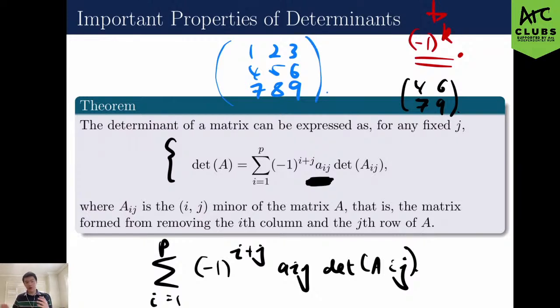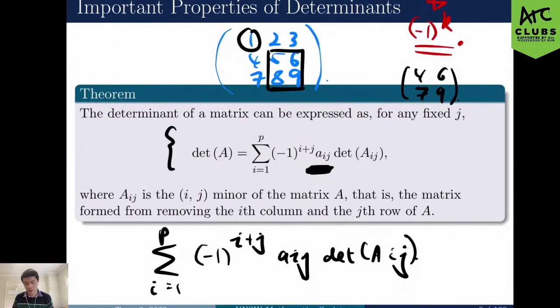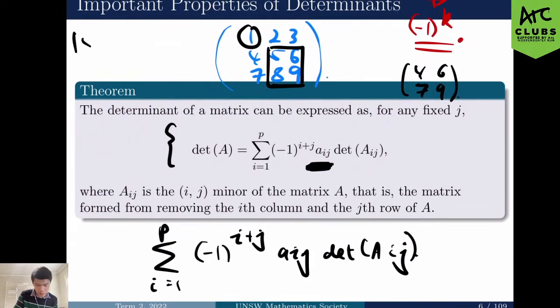We're going through all the elements in any individual row, and we're taking the alternating sum. So this corresponds again to this minor down here. So 1 corresponds to 5, 6, 8, 9. And what you do is you take 1 and you multiply by the determinant of 5, 6, 8, 9, which you should know from first year to just be 5 times 9 minus 6 times 8. Right? And that's our first element of the determinant.